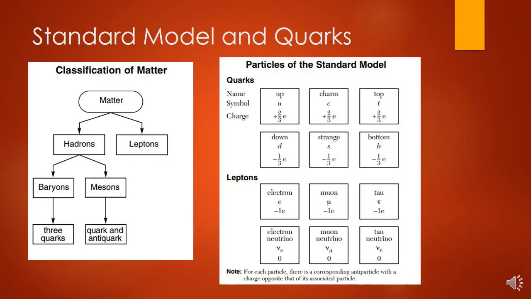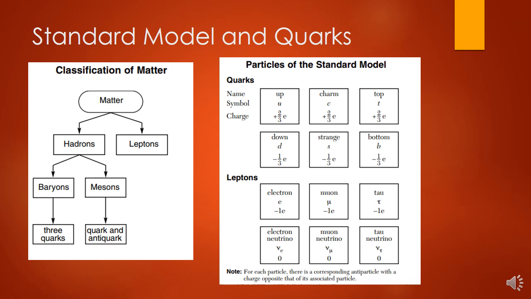Now, this is new, the Standard Model and quarks, and I'm going to have another lecture on this. But real quickly, everything in the world is matter. Our universe is made up of matter. And matter can basically be subdivided into two categories, hadrons and leptons. So leptons, one type of lepton is an electron. So an electron is a lepton.